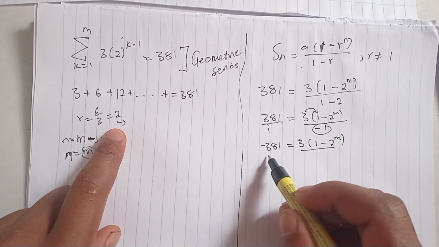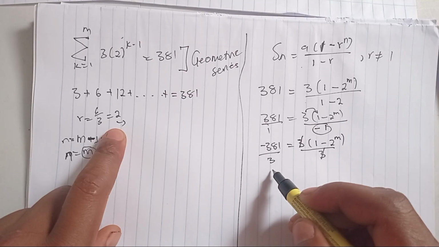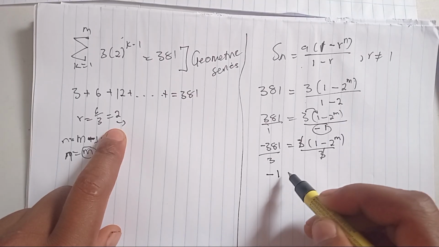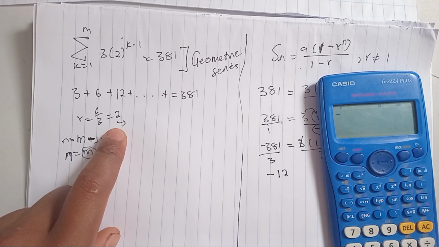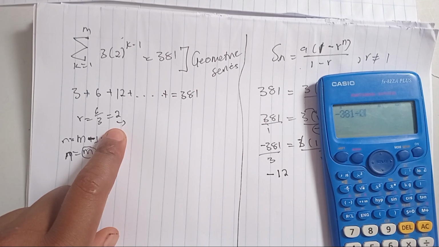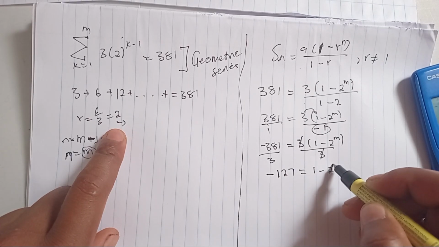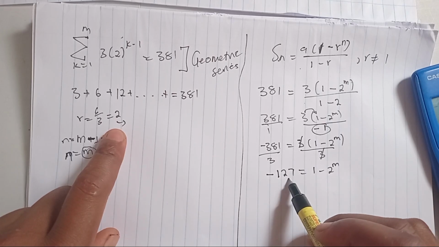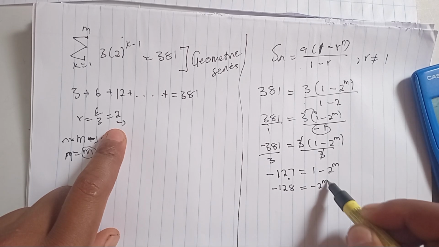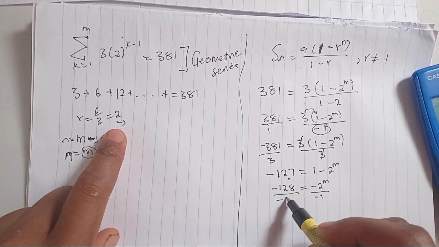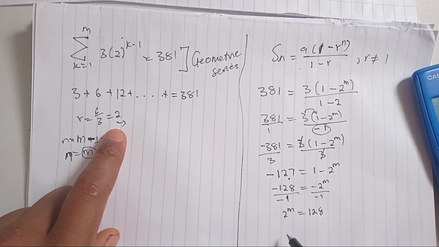You can divide both sides by 3. This one eliminates this one, and then in this case minus 381 divided by 3 is going to be minus 127, which is equal to 1 minus 2 exponent M. You take the 1 to the other side, and you're going to have minus 128, which is equal to minus 2 exponent M. Then you can divide both sides by the negative 1, and then 2 exponent M will be equivalent to 128.